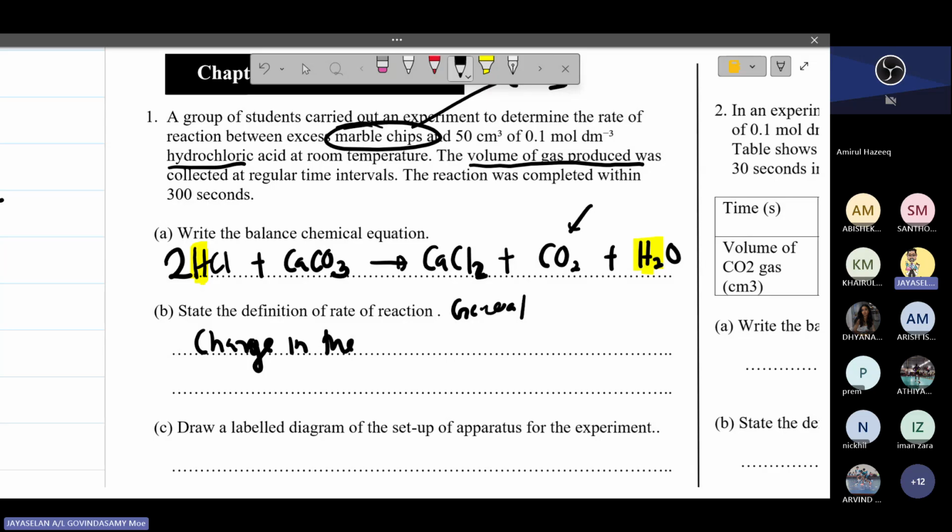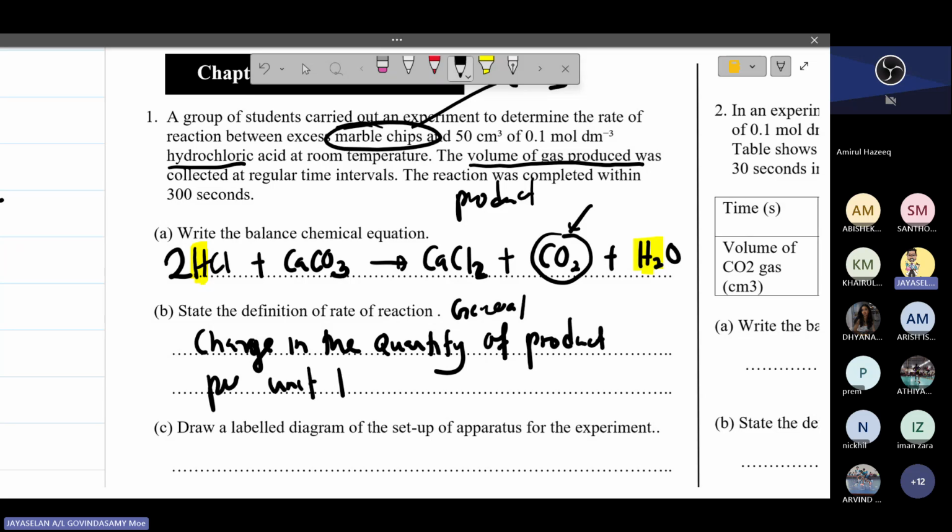What is the definition of the rate of reaction? Change in the, I put quantity. Quantity, which one? They collect here, right? Here is what? Product, right? Change in the quantity of product. So I put product, then I put per unit time taken. Time, that's all. Dalam bahasa Melayu macam mana? Perubahan dalam kuantiti hasil tindak balas per unit masa. Any question? This is general. So you already score 1 mark. Okay, any question? No question.